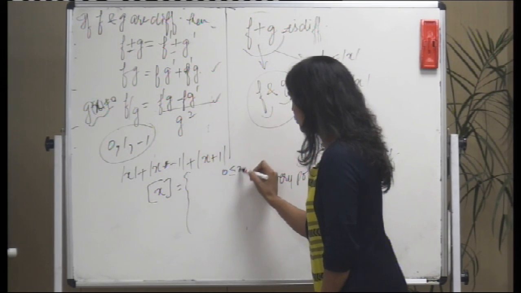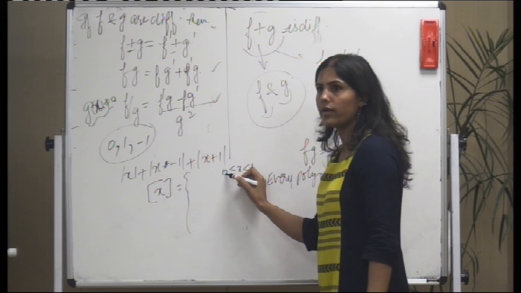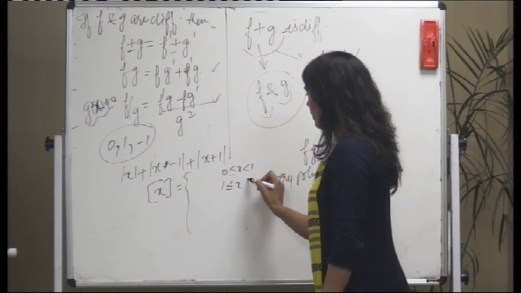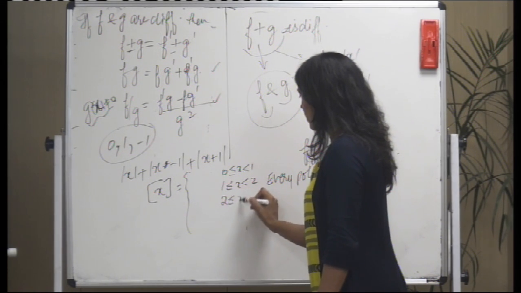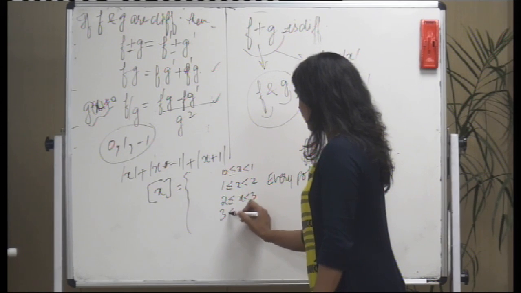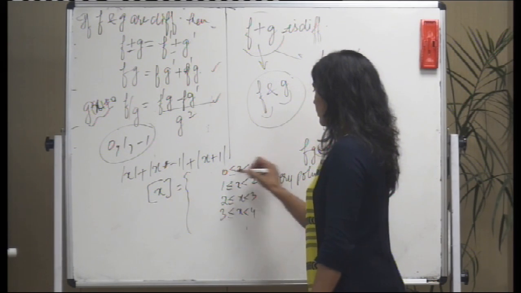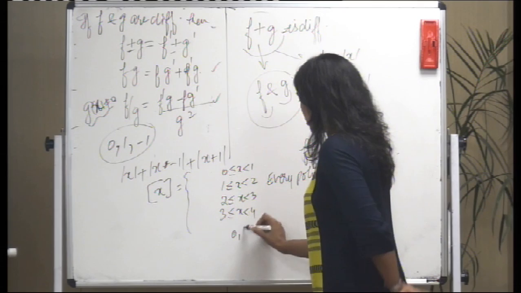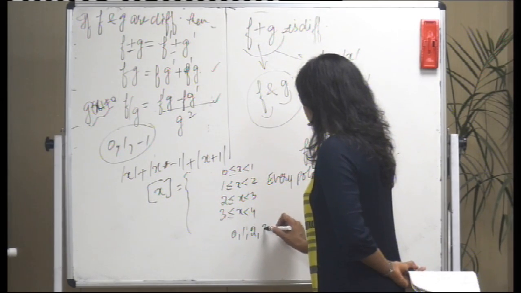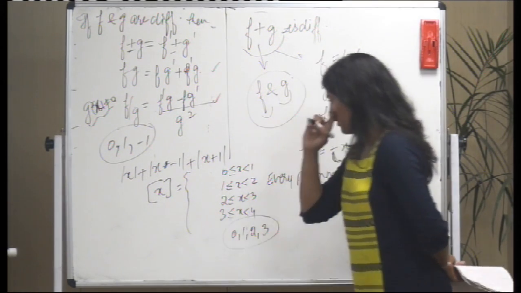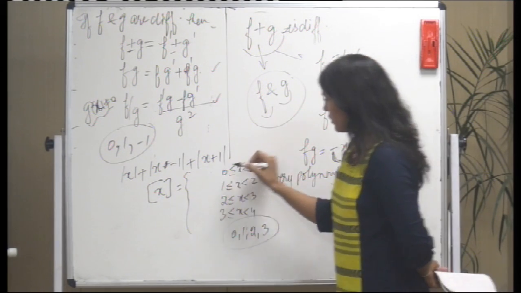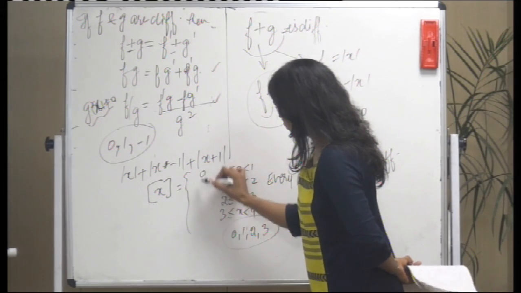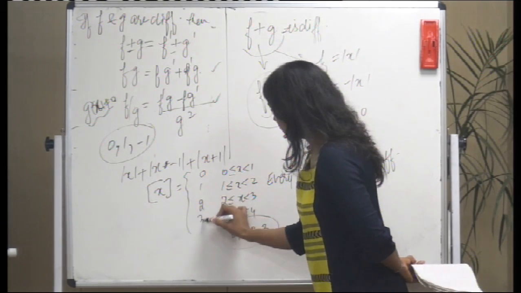Within the interval 0 to 1 you get 1 point, then 1 to 2, 2 to 3, so you got 3 points, then 4 points: 0, 1, 2, 3. Okay, for continuity also, suppose I just define my function like this. So this is basically 0, 1, 2 and 3.